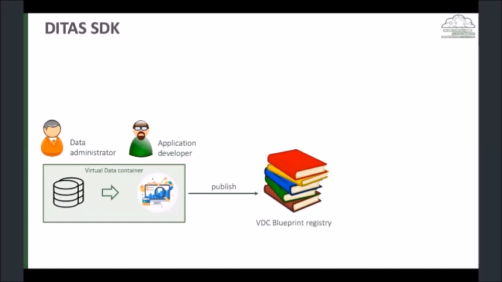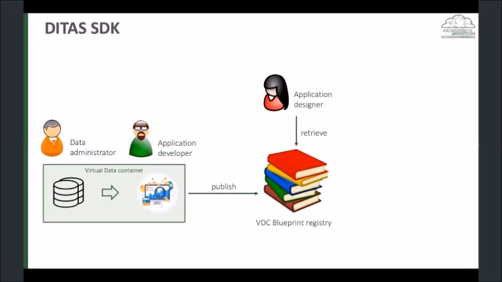And we offer a registry that is able to host the publication of these VDC blueprints. In this way, having a registry, we allow an application designer to retrieve the most suitable blueprint connected to a VDC that is satisfying his requirements, not only with respect to the context of the data that they need, but also with respect to the data quality, to the data utility, so data quality plus quality of service.